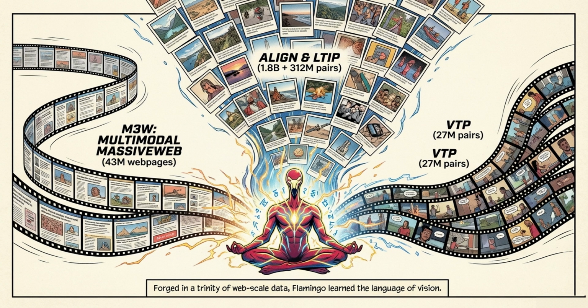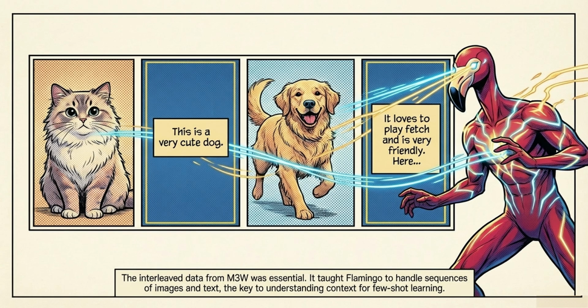First, multimodal massive web, or M3W, consisting of 43 million web pages with interleaved images and text. Second, ALIGN, a dataset of 1.8 billion image-text pairs. Third, VTP, 27 million video-text pairs. This diverse mixture is critical. The interleaved sequences from M3W teach the model how to handle multiple images in context, which is essential for few-shot learning. The paired data from ALIGN and VTP provides strong vision-language alignment.